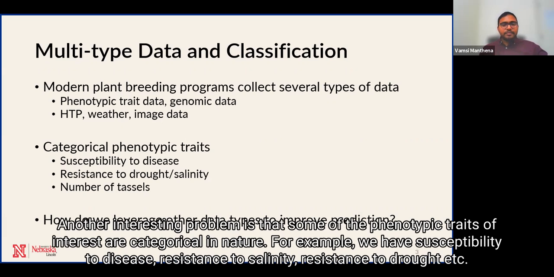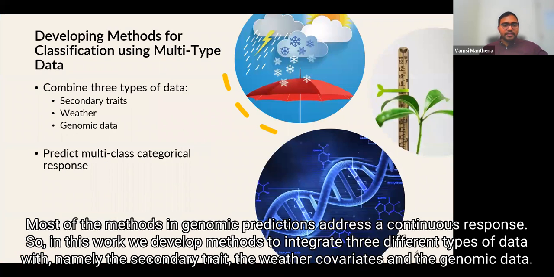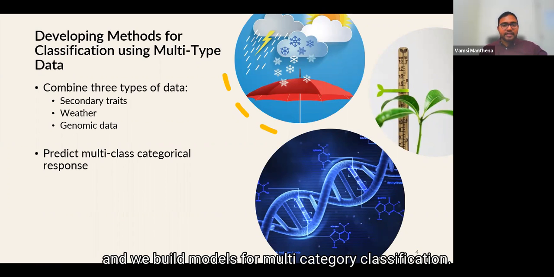Another interesting problem is that some of the phenotypic traits of interest are categorical in nature. For example, we have susceptibility to disease, resistance to salinity, resistance to drought, etc. Most of the methods in genomic prediction address a continuous response. So in this work, we develop methods to integrate three different types of data, namely the secondary trait, the weather covariates, and the genomic data, and we build models for multi-category classification.